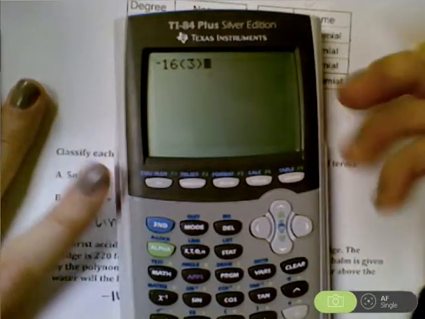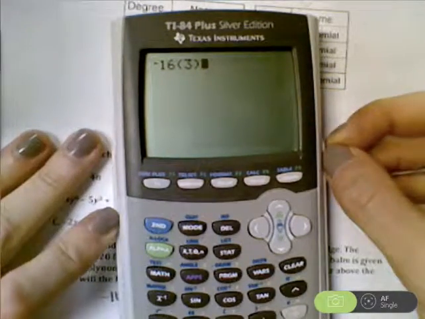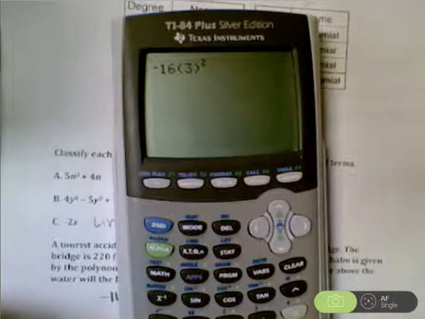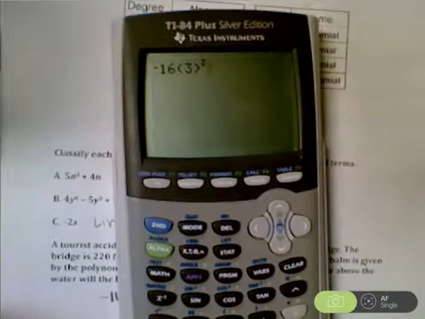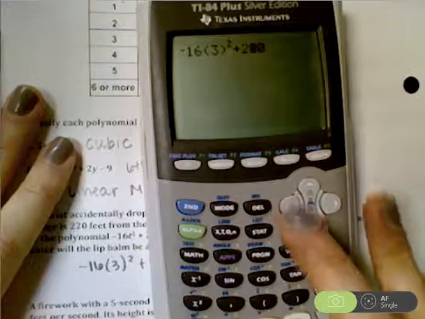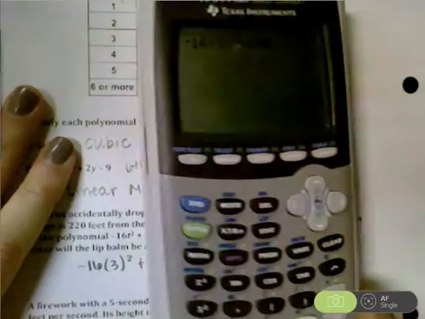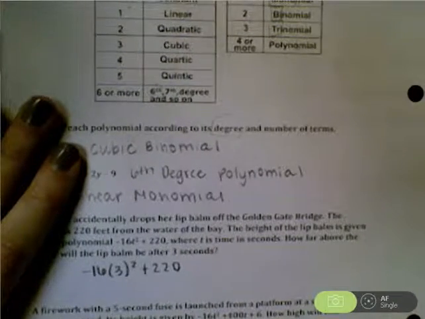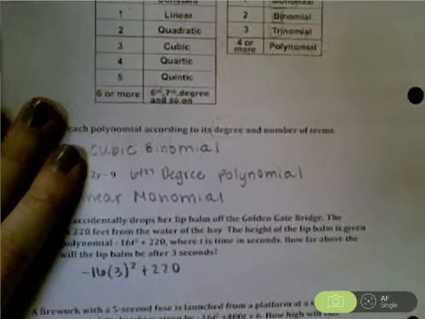Now, if you're not using a graphing calculator, you're going to have to do this one step at a time. So don't try to type it in all at once unless you are using a graphing calculator. You'll need to follow the order of operations and plug the problem in one step at a time. So you would do 3 squared, then that times negative 16, then that plus 220. So what do you get when you solve that?